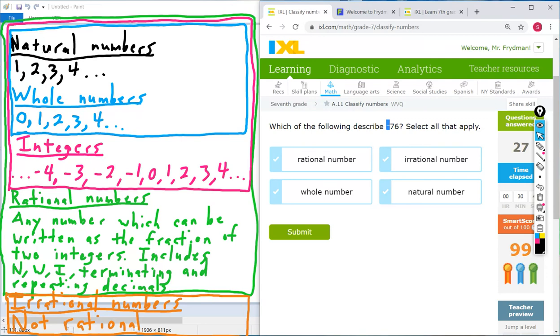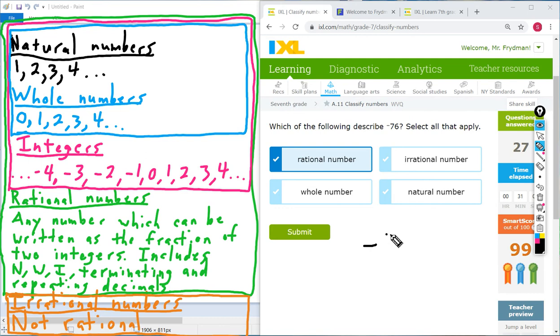In fact, the only difference between the natural numbers and the whole numbers is the number 0. That's the only thing that separates them. Everything else about them is the same. So anyway, it's negative here, which means it's not natural. It is not a whole number, but it is still a rational number. It still can be written as the fraction of two integers.